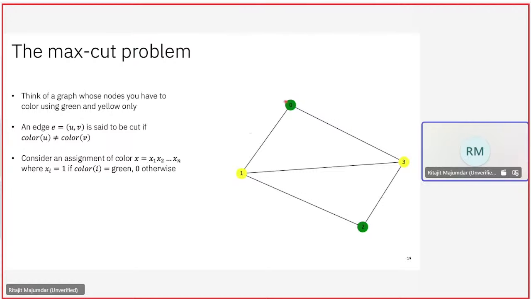It doesn't matter in which order. You could have said that this is yellow, this is green. I'll still say that the edge is cut. What is required is that for an edge, the color of one vertex is different from the color of the other vertex, not in any particular order. On the other hand, 1 and 3 is not cut because both of them are of the same color. Of course, we want an assignment such that the maximum number of edges are cut.